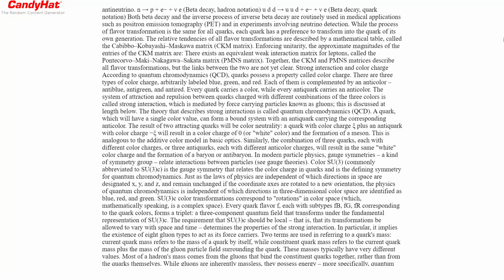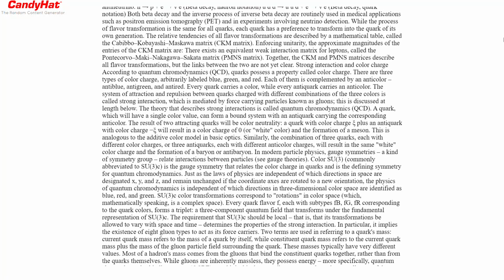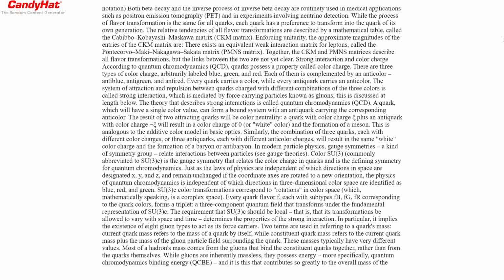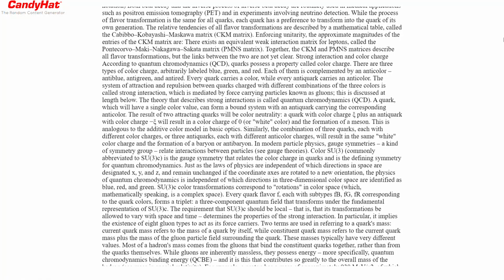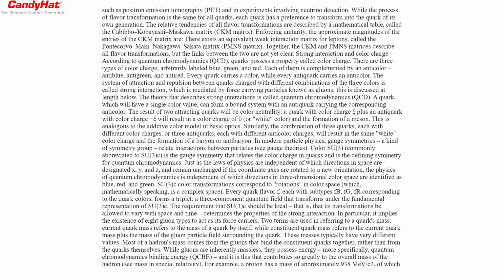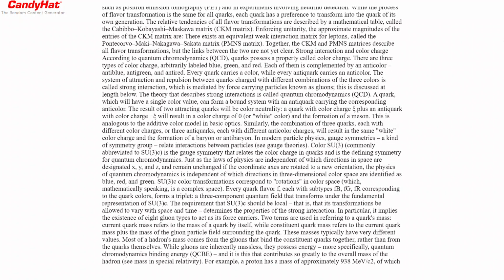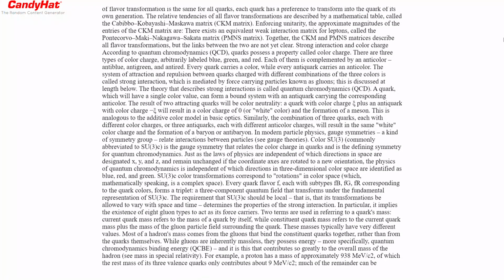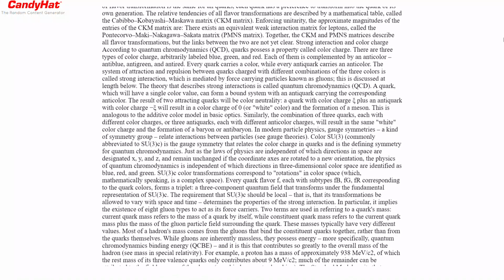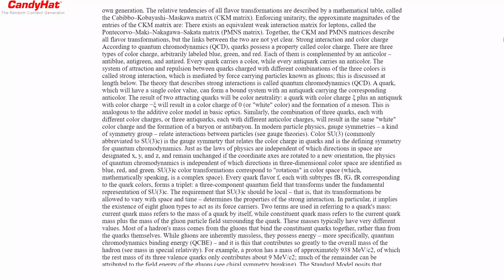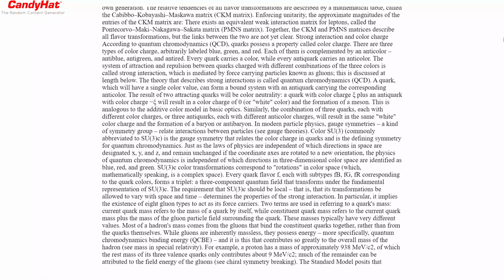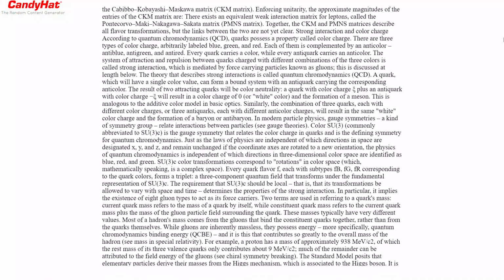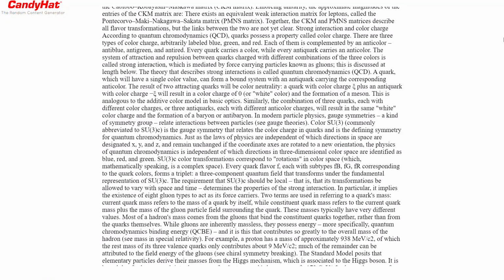2 terms are used in referring to a quark's mass. Current quark mass refers to the mass of a quark by itself, while constituent quark mass refers to the current quark mass plus the mass of the gluon particle field surrounding the quark. These masses typically have very different values. Most of a hadron's mass comes from the gluons that bind the constituent quarks together, rather than from the quarks themselves. While gluons are inherently massless, they possess energy, more specifically, quantum chromodynamics binding energy (QCBE), and it is this that contributes so greatly to the overall mass of the hadron. See mass in special relativity.